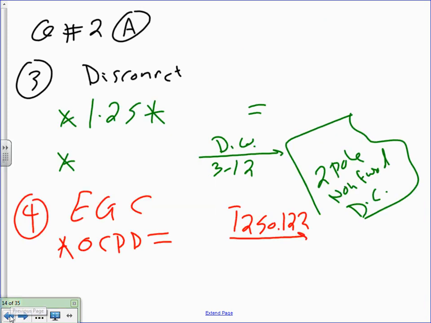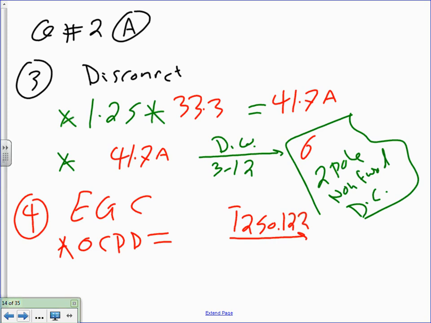Okay, disconnect. For the disconnect, I'm going to use 33.3 times 1.25. We did this math. What was it? 41.7 amps. You take the 41.7 amps and go to the horsepower-to-volt table, and that will give you a 60 amp 2-pole non-fused disconnect. Granted, your circuit breaker can act as a disconnect for your water heater too, if it's within sight. Cool? 1.25.